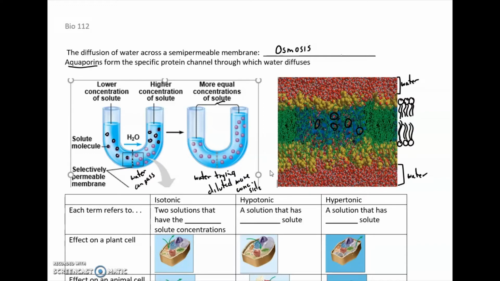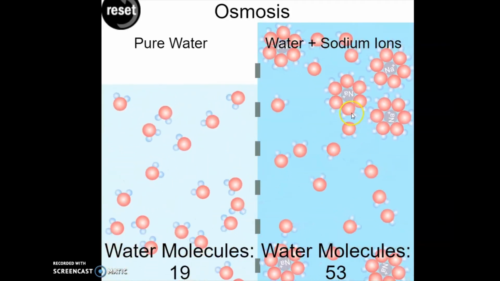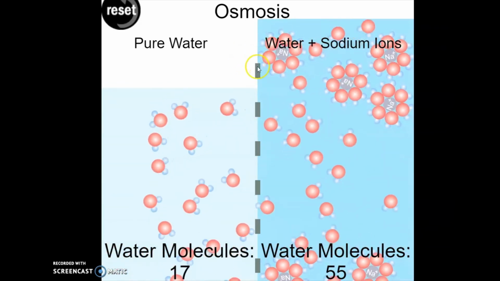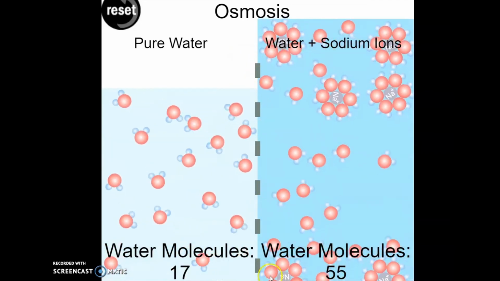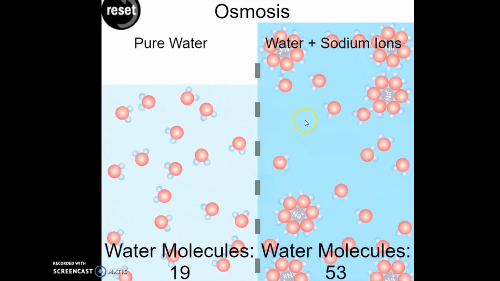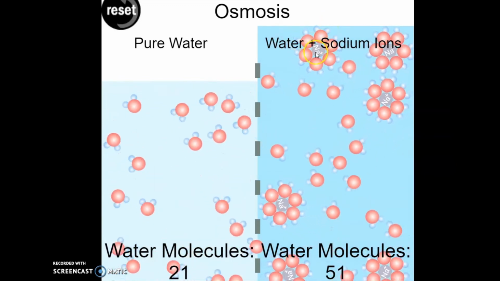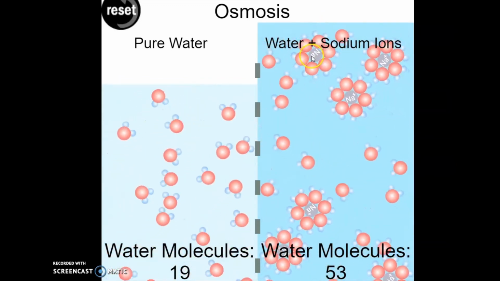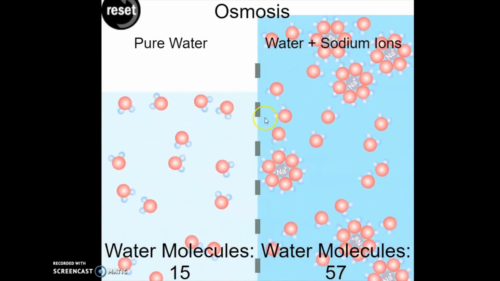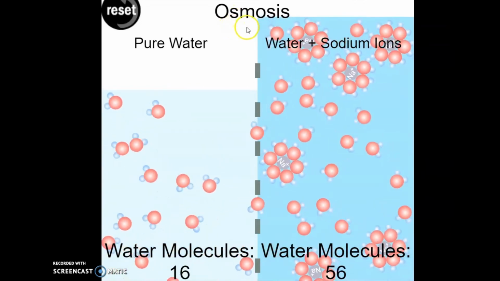One more thing, I've got a simulation to show you of osmosis. Here we've got a membrane that's this middle line. On one side we have pure water, and on the other side we have water and sodium ions. Notice that the sodium ions are each surrounded by a lot of water, and they're too big to go through the membrane. So only the water can diffuse. That's why this is osmosis.